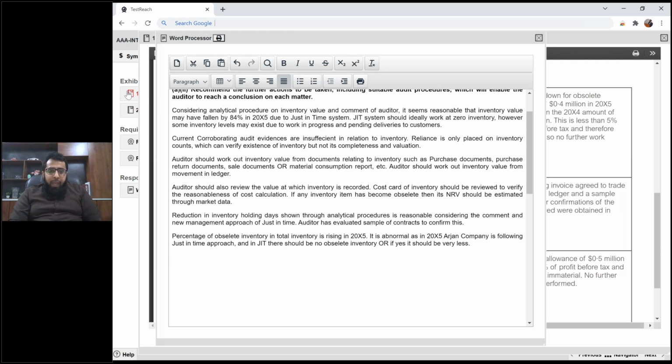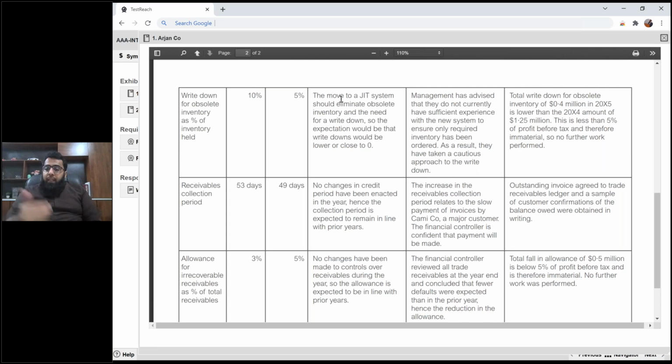Okay, coming back. Now let's read the explanation and the comments. The movement to JIT system should eliminate obsolete inventory and the need for write down. So the expectation would be that write down would be lower or close to zero. The management also agree with it. Management has advised that they do not currently have sufficient experience with the new system to ensure only required inventory has been ordered. As a result, they have taken a cautious approach to write down.